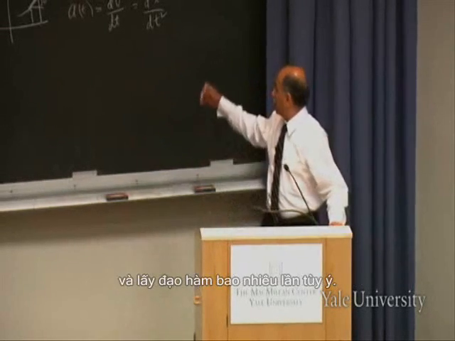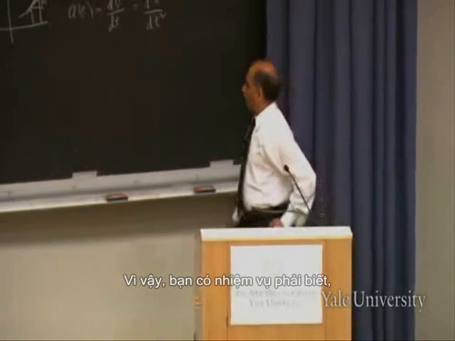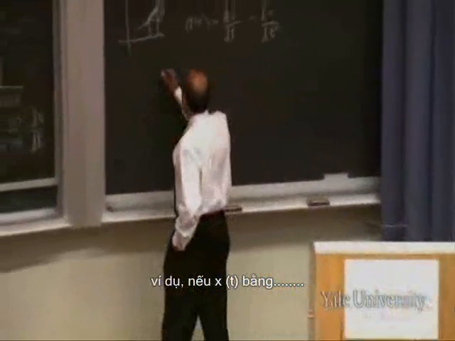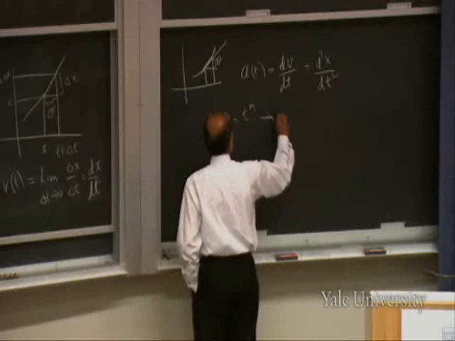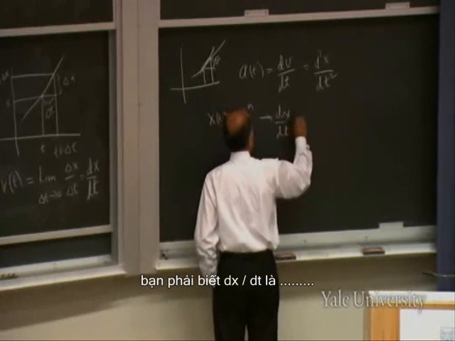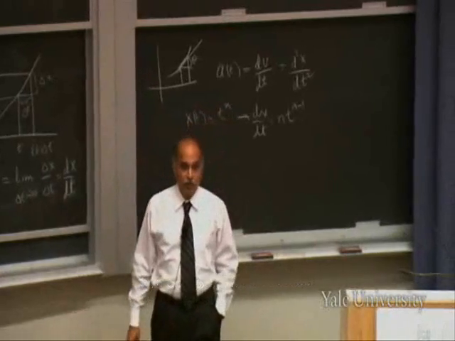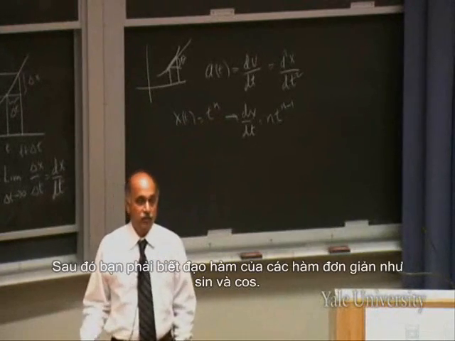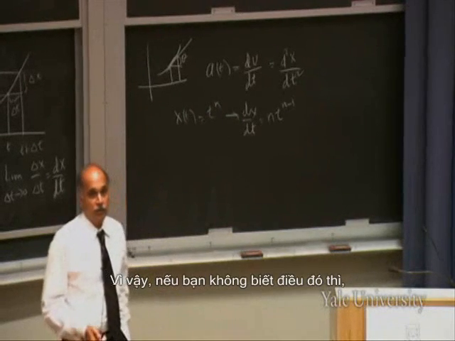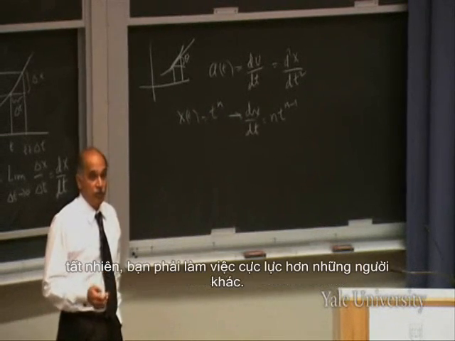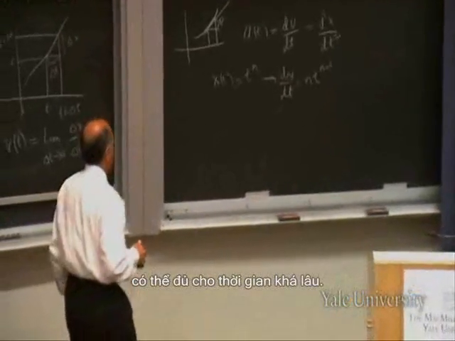Of course, you can take a function and take derivatives any number of times. So you are supposed to know, for example, if x of t is t to the n, then dx/dt is n times t to the n minus 1. Then you're supposed to know derivatives of simple functions like sines and cosines. So if you don't know that, then, of course, you have to work harder than other people. If you know that, that may be enough for quite some time.